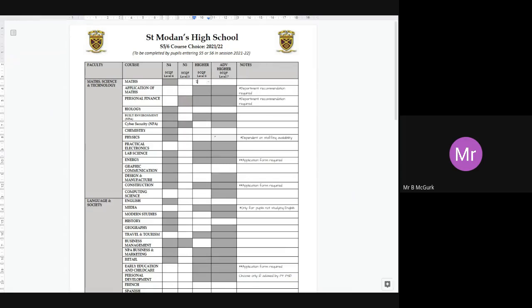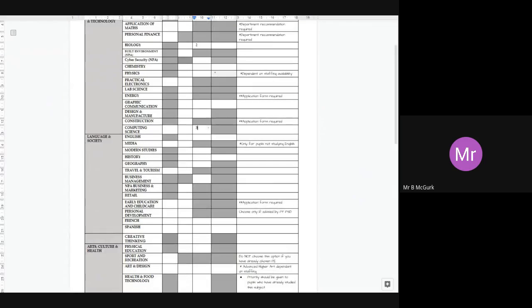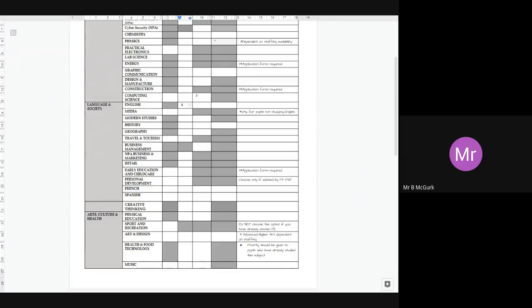In this example, the person has picked maths at higher level. They would also like to do biology at higher level, computing science at higher level. They're currently studying National 4 English, however, so for next session they have been recommended to study National 5. They're also keen on PE, which they would like to take at higher level and are currently studying National 5.